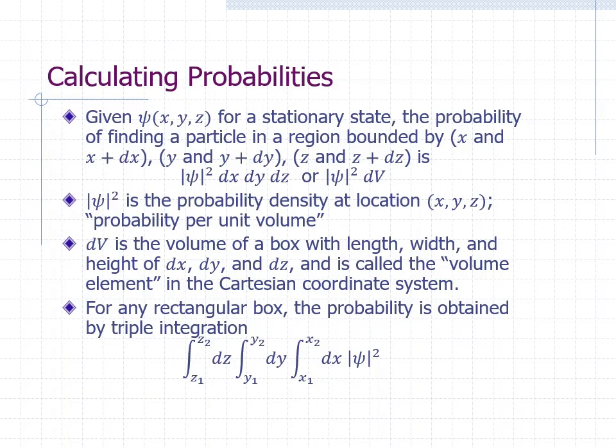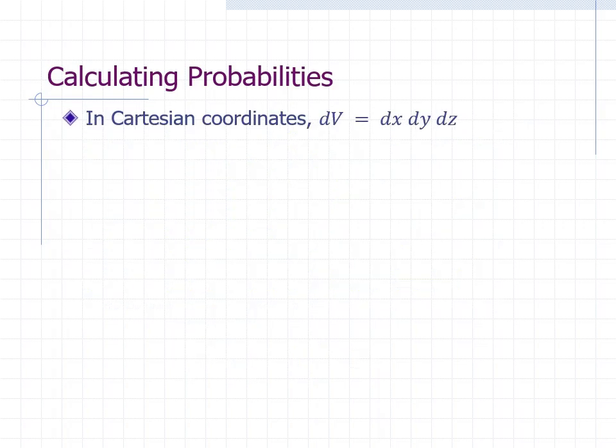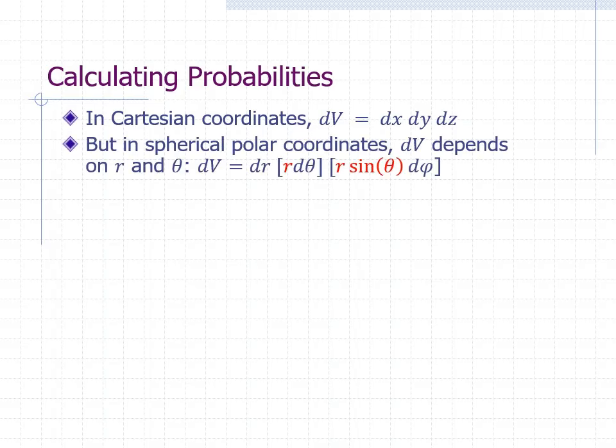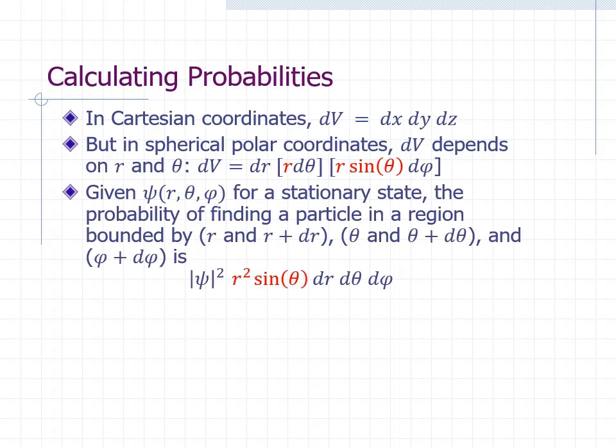The order of integration does not matter. In Cartesian coordinates, the volume element, dv, is dx times dy times dz. However, in spherical polar coordinates, dv is given by dr times r d theta times r sine theta d phi. So, the probability of finding a particle in a region bounded by r and r plus dr, theta and theta plus d theta, and phi and phi plus d phi is the absolute value of psi squared times r squared times sine of theta times dr d theta d phi.